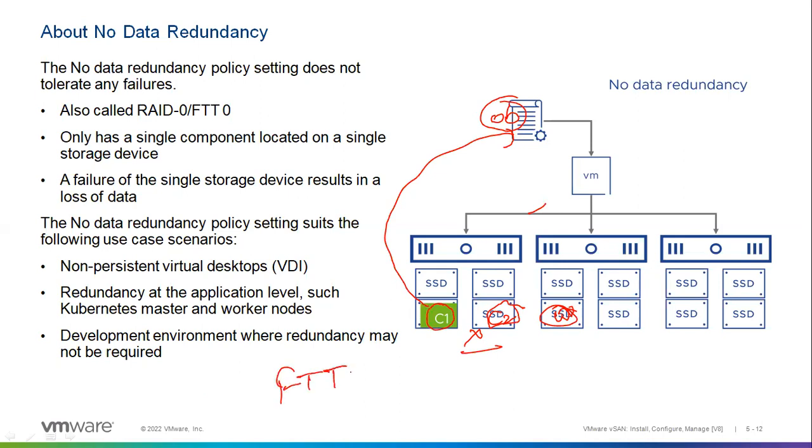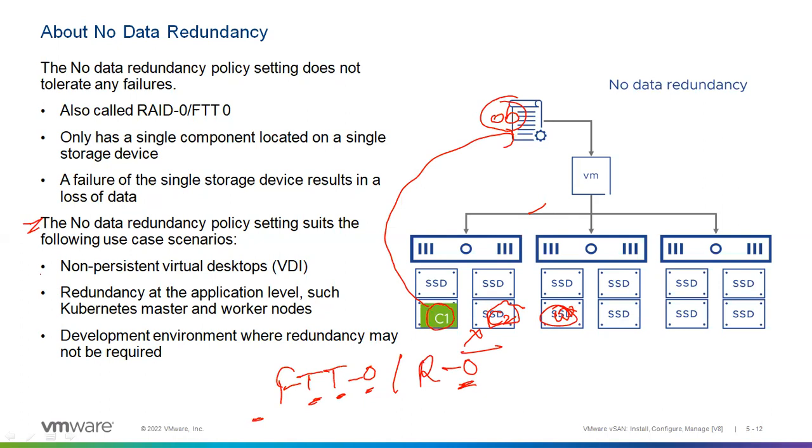Where we are saying FTT 0, RAID 0, it means failure to tolerate 0. The failure tolerance is 0 with RAID 0. It means that I'm not doing any kind of mirroring. You will ask, sir, where should we apply this policy?